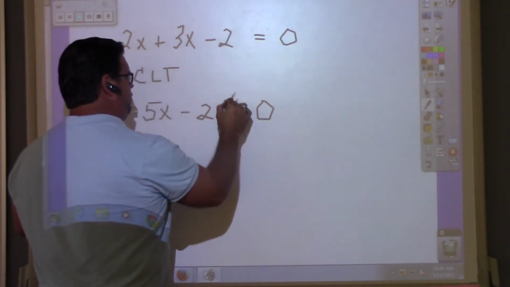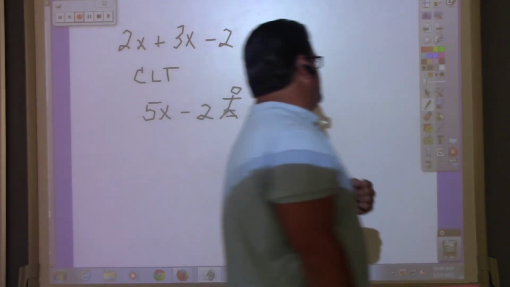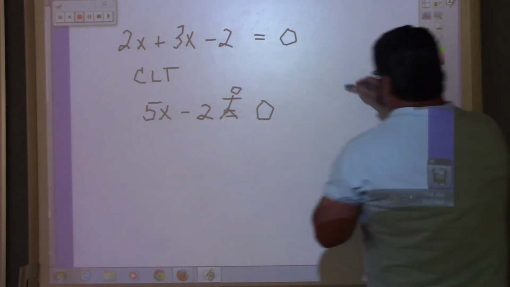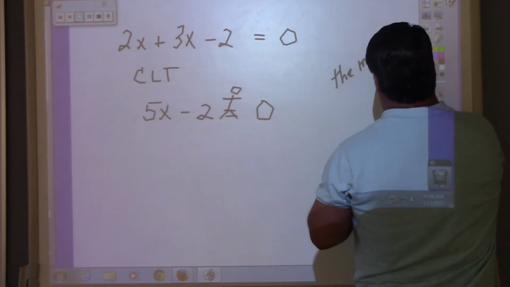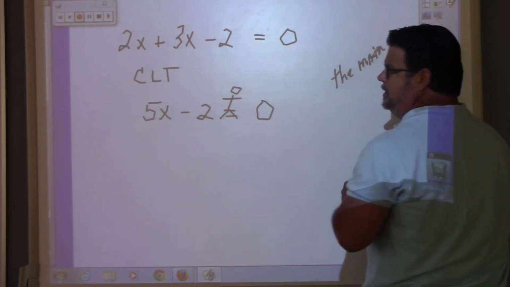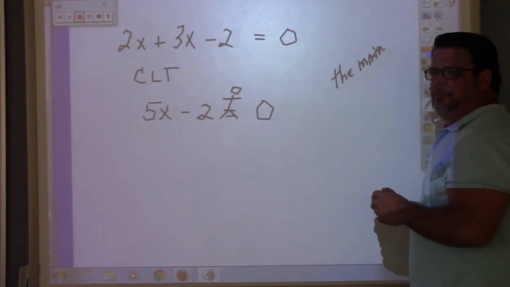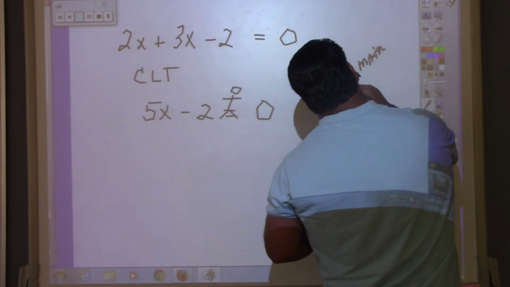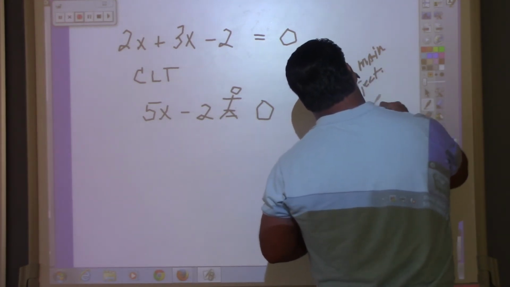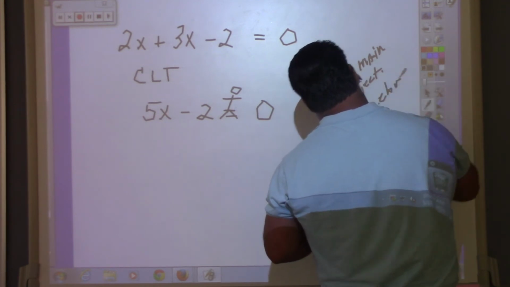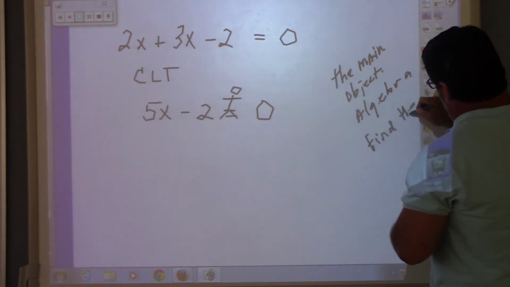Let's go over the main objectives of algebra. Of course, I know every one of y'all knows the main objective of algebra because I know your teachers taught you that back in pre-algebra and algebra 1. That's why you remember it today. Some of y'all are going, I have no idea what he's talking about. That's why. The main objective of algebra is to find the unknown.